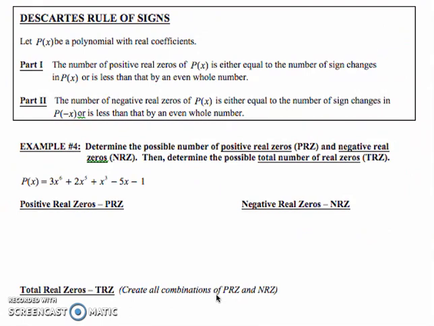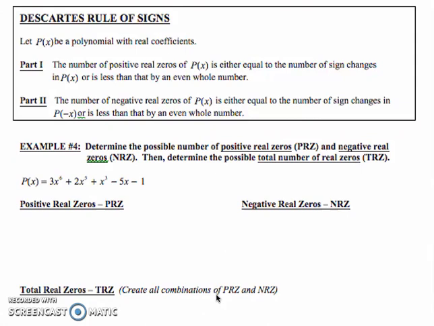The next thing we're going to talk about is Descartes' Rule of Signs. Descartes' Rule of Signs tells you about the nature of the solutions that you could have, whether they are positive or negative. So if p of x is a polynomial with real coefficients, then the number of positive real zeros of p of x is either equal to the number of sign changes in the polynomial or is less than that by an even whole number.